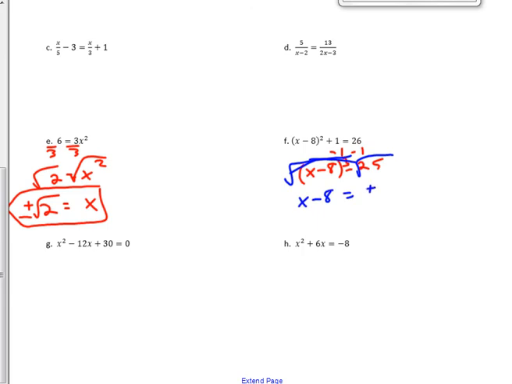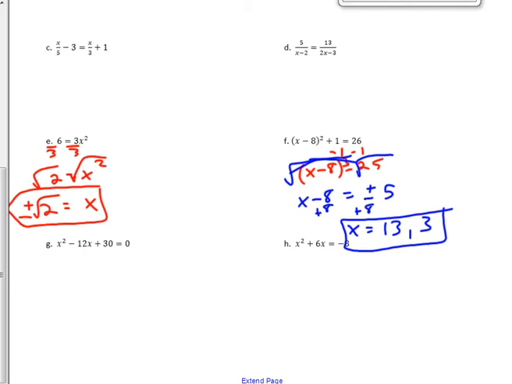Again, I made the square root, so the square root of 25 is 5, so I get plus and minus 5. I'm going to add 8 to both sides. And I actually end up with two answers. I end up with 8 plus 5, which is 13, and 8 minus 5, which is 3. And so I end up with x equals 13 and 3.